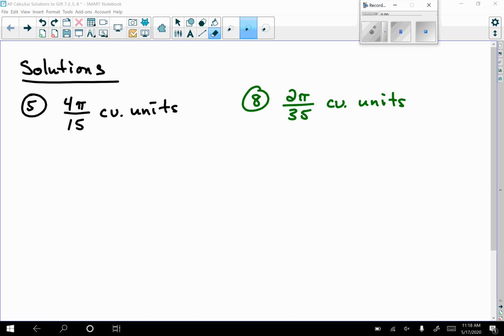Here are the solutions to the two problems I assigned, looking now at examples where each slice is a washer. For numbers 5 and 8, which is what I assigned, the answers are 4 pi over 15 cubic units and 2 pi over 35 cubic units. So you can pause the video now and check your work. I have the solutions explained on the next couple of pages.